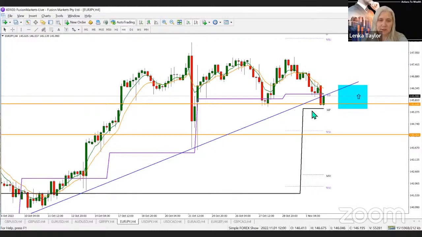If there is no reversal, then obviously it might keep going short, but I'm not looking for short at the moment because of the monthly pivot.